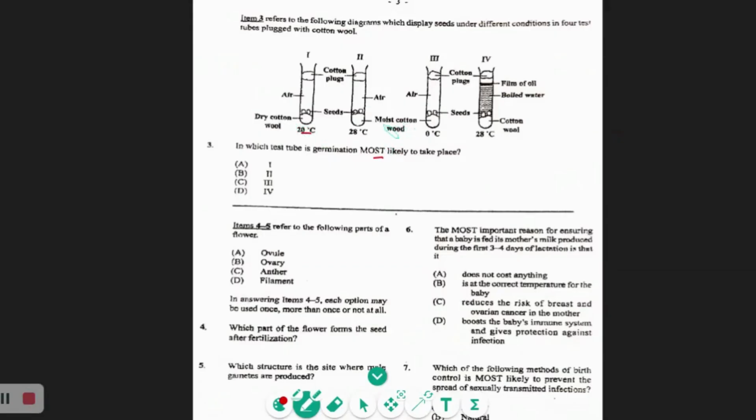What is necessary for germination? We need air. We have that in these 3. We need moisture. We don't have this here because the wool is dry, but it is present in these 2. And we also need temperature for the enzymes to start moving. So this one is 0, so this isn't going to happen. So the answer is 2.